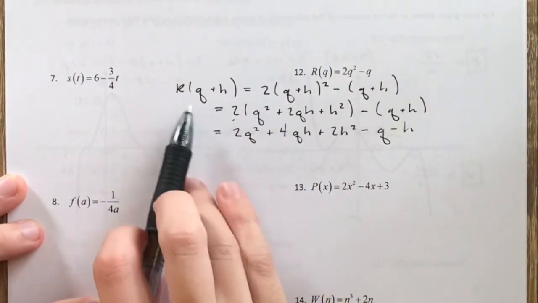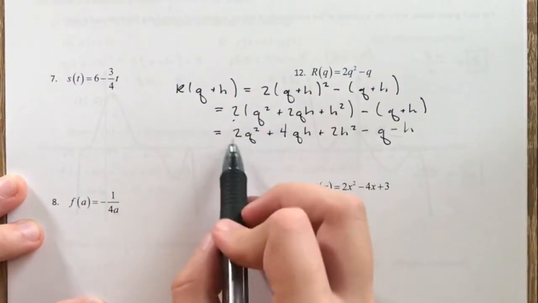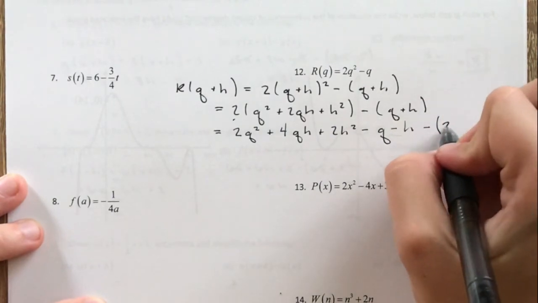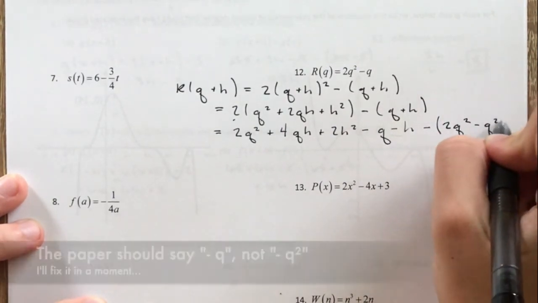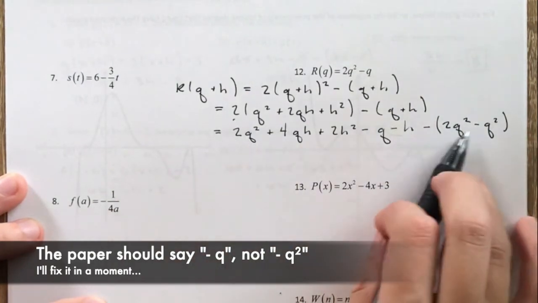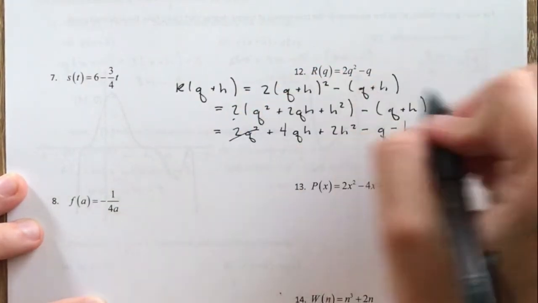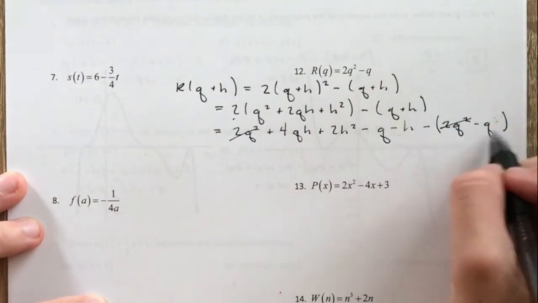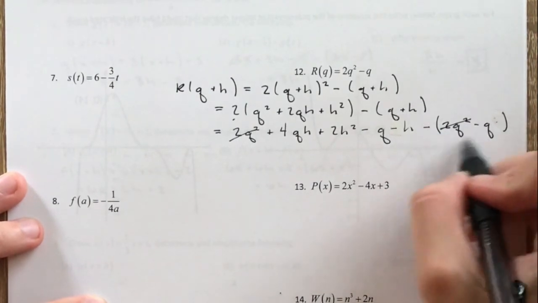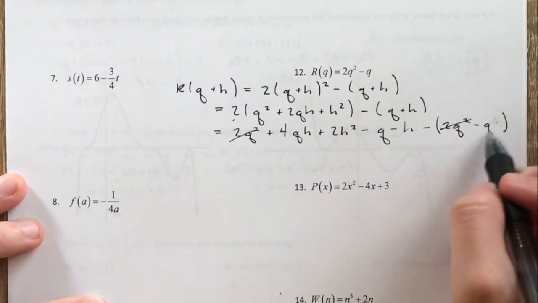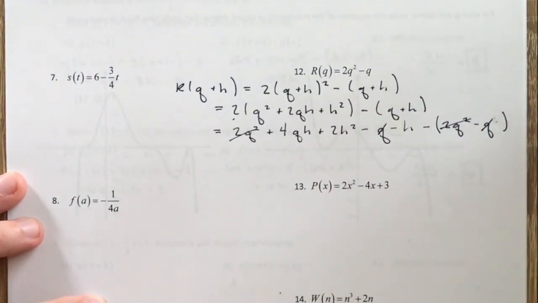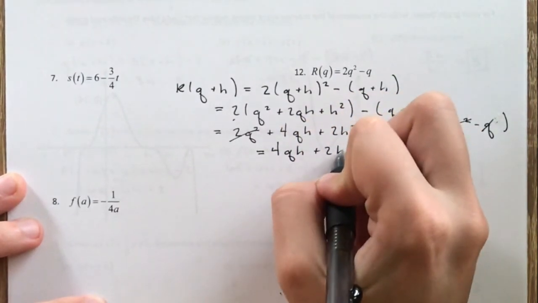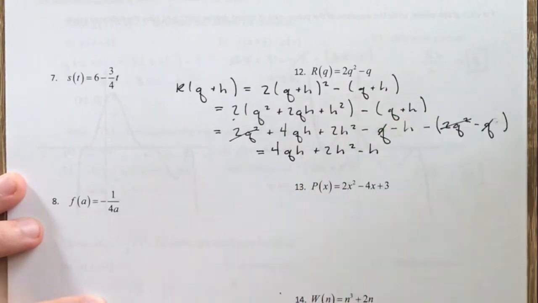So we're starting out with r of q plus h. We've simplified, so now we want to subtract r of q from that. So 2q squared minus q. So we have 2q squared, but this one's being subtracted, so these guys will undo each other. We have q and also minus q here, but this subtraction will turn this into a plus. So we have minus q plus q, so these two will undo each other. So we're just left with 4qh plus 2h squared minus h.